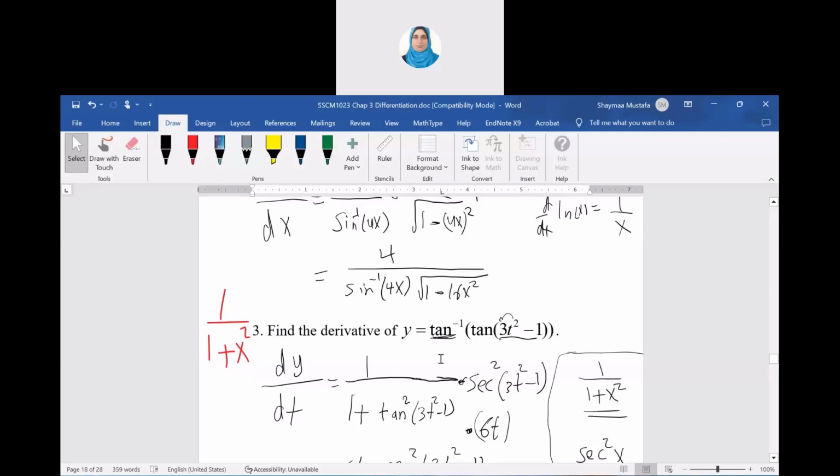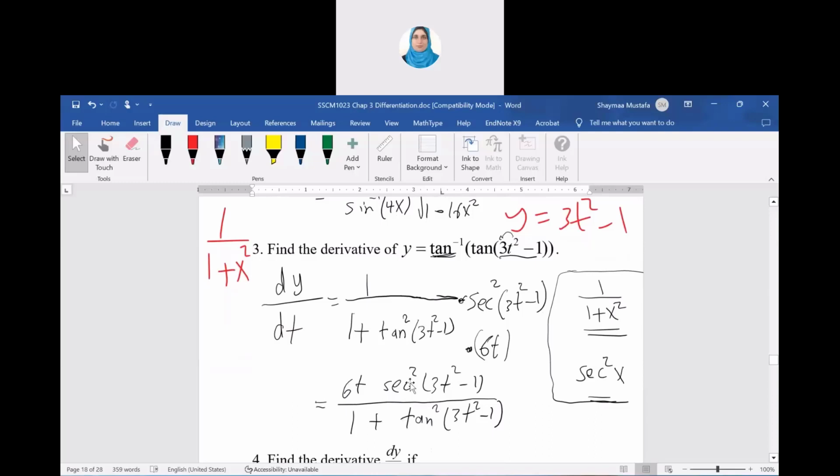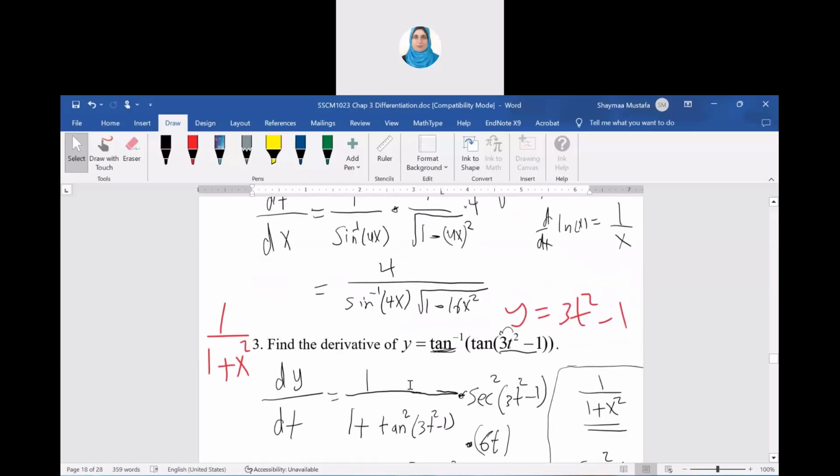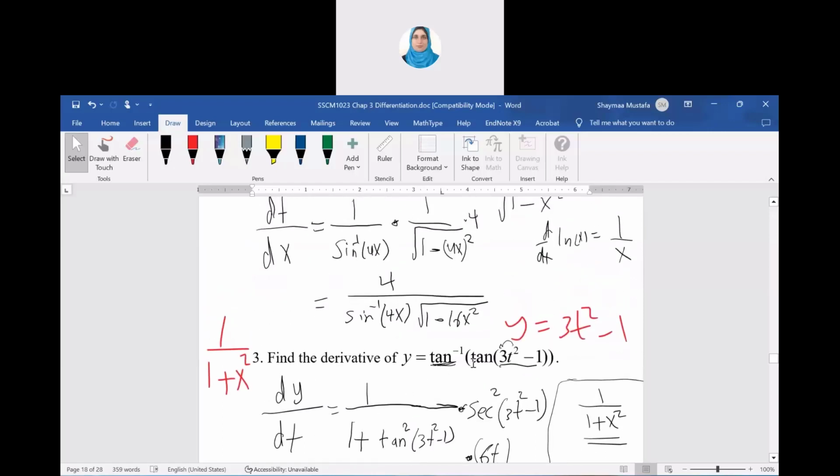Can you agree with me if I cancel tan inverse with tan? Just make it y equal to 3t squared minus 1. Actually, after we find the derivative here, sec squared is equal to 1 plus tan squared. Also this one will be equal to 6t, because if you go for the identity, 1 plus tan squared is sec squared. So this will be cancelled with this one. So the final answer is 6t. This is why I told you from the beginning, you can cancel tan inverse with tan. So the derivative is 6t. The derivative on both solutions will be equal to 6t.